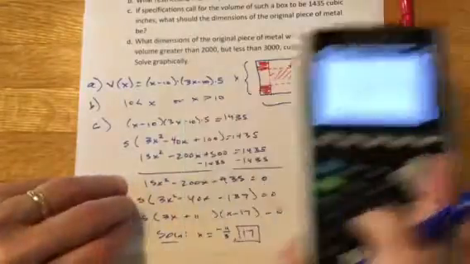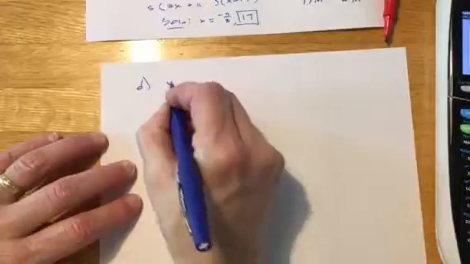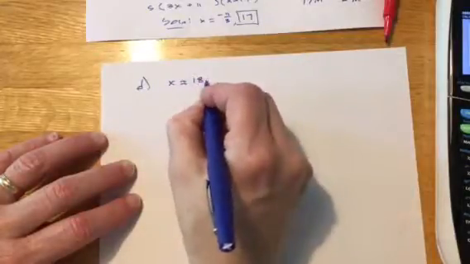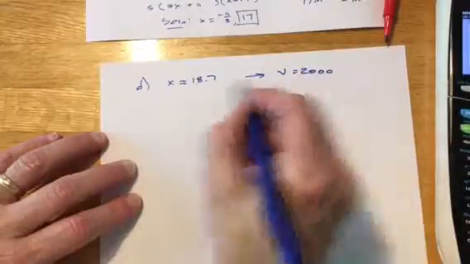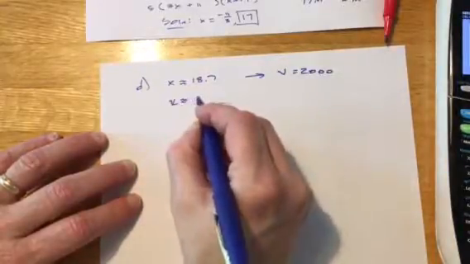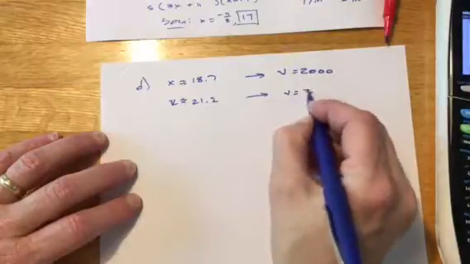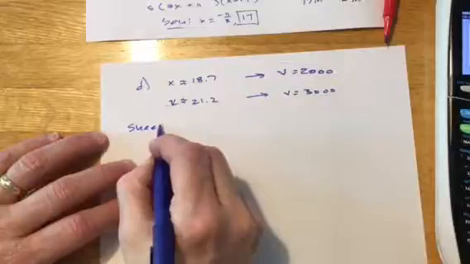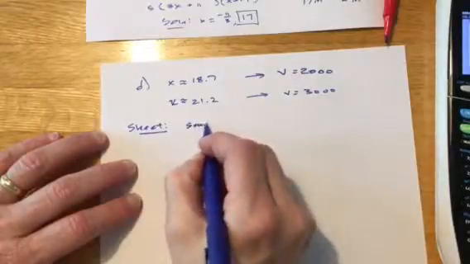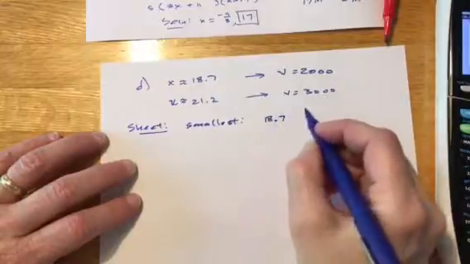Let me write that down. For part D, if x is about 18.7, that would give us a volume of 2,000. And if you do the intersection for the other one, you're looking at about 21.2 inches. And that would give you a volume of 3,000. So for the sheet, the smallest you want it to be is 18.7.